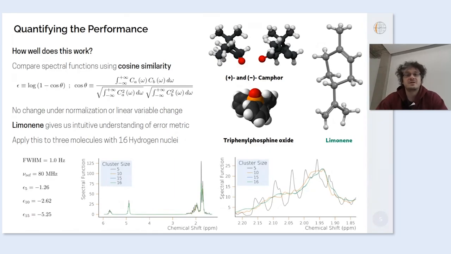This is actually a pretty good choice because not only does it not depend on how we normalize either of the functions, which is something we generally don't care about, but it also doesn't change if we make a linear shift of the frequency variable.